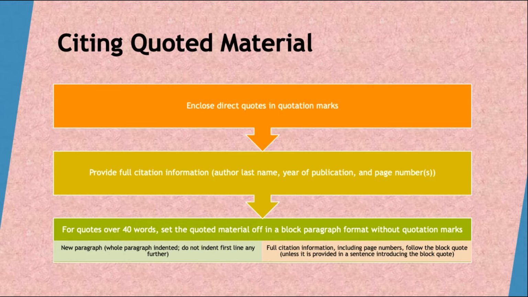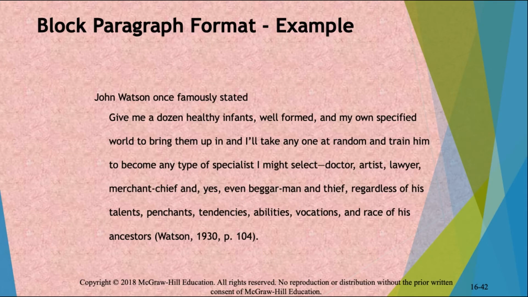Start a new paragraph, as in Word, indented, but do not indent the first line any further. For citation information, including page number, follow the block quote unless it is provided in a sentence including the block quote. So this, for example, is a direct quotation: John Watson once famously stated, and then you can see it is not similar to the previous text. When you're writing and you have the author name, then year, and the page number, that page number is a must. It is necessary.